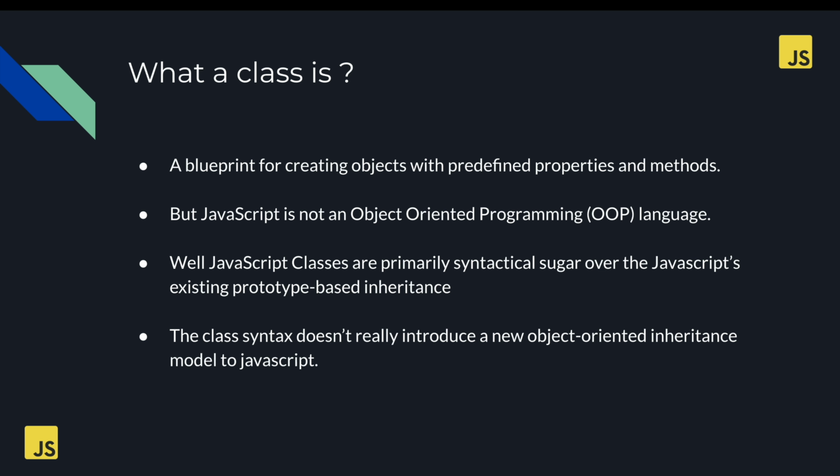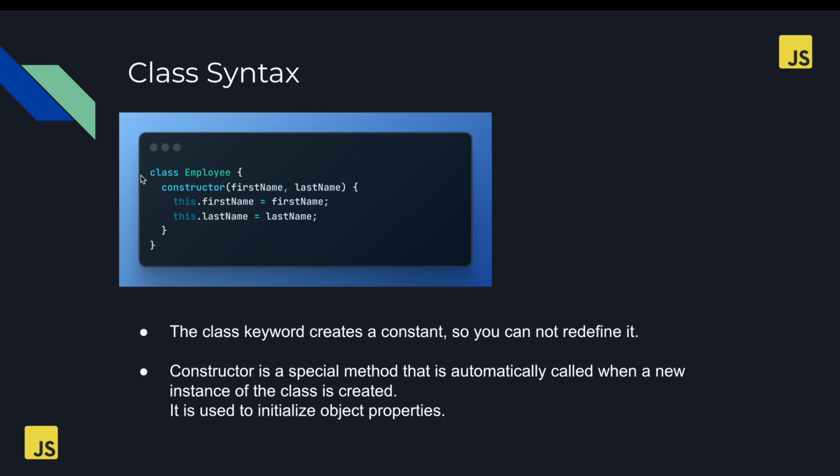Alright, now let's see the syntax of a class in JavaScript. To create classes in JavaScript, we will use the keyword class and then we have to give it a name. This class keyword creates a constant, so you cannot redefine it. And also this class contains a constructor method, which is going to be called automatically when a new instance of the class is created. And this constructor method is responsible for initializing the object properties.